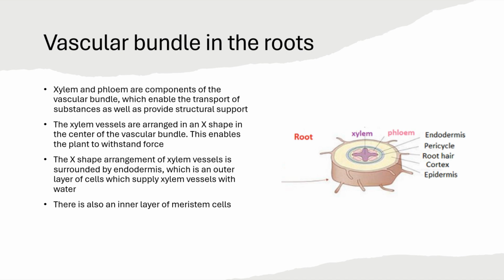The X-shaped arrangement of xylem vessels is surrounded by the endodermis, which is an outer layer of cells which supplies xylem vessels with water. So that's where the water enters through, the endodermis. We'll talk about the endodermis in a minute. There's also an inner layer of meristem cells. These meristem cells can become whatever cells you want them to be.